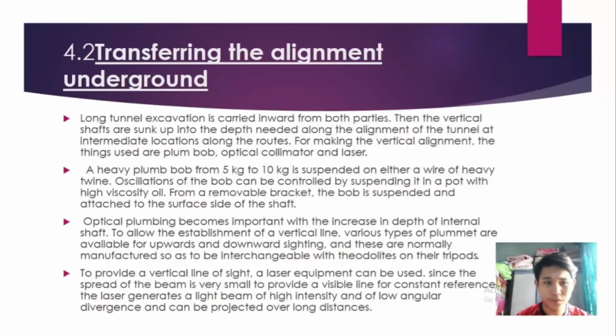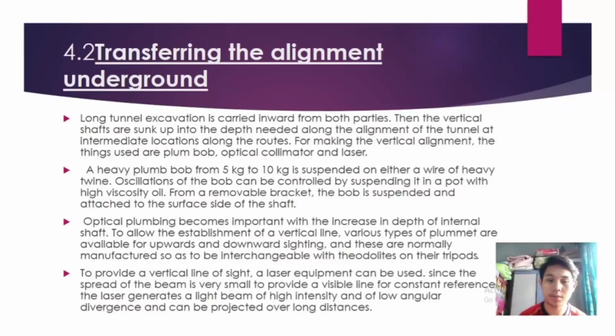For transferring the alignment underground, there are three ways. I will make it short. First, the plumb bob. A plumb bob of 5 to 10 kilograms is suspended on a wire of heavy twine, then controlled by suspending it in a pot of high-viscosity oil. From a removable bracket, the bob is suspended and attached to the surface side of the shaft. So that is how we make the alignment using the plumb bob.